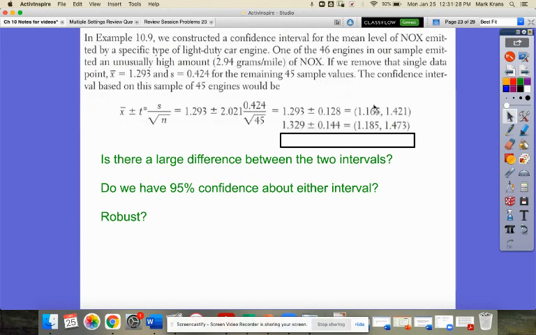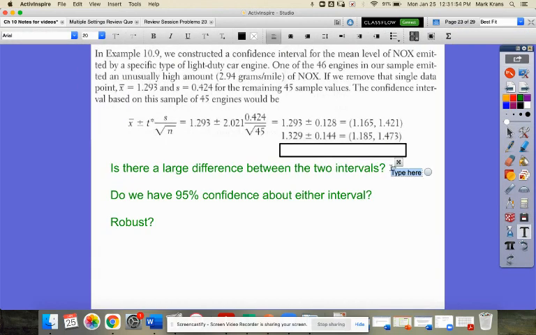And so what we see is we get a very different interval. This side changed by 0.2. This side changed by 0.5, okay? And so we're looking at a relatively large difference between the intervals, okay? 0.05, 0.02, when we're really looking at an interval like this, that's a pretty big shift. So is there a large difference between the two intervals? Yes. So are we 95% confident that it's in here or 95% confident that it's in here? Neither. Not 95% confident about either because the intervals have changed so drastically.